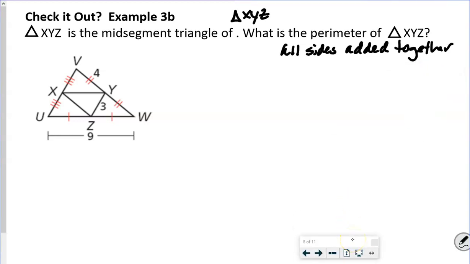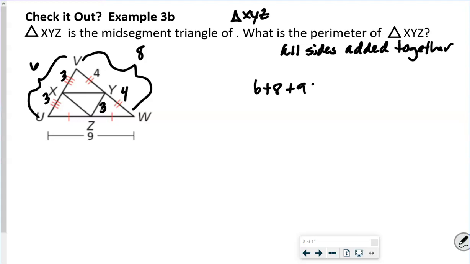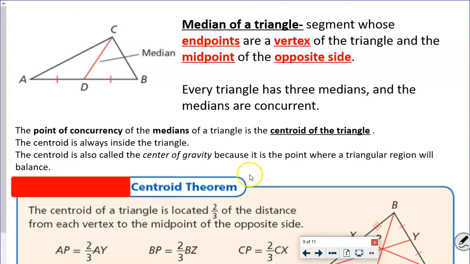Okay. So what we need to do is use what we have. This is 3, so that means this is also 3 and this is 3. So that whole side is what, y'all? 6. If that's 4, then that's 4. Then what's this whole side? 8, right? And then we got 9. So aren't we just going to add 6 plus 8 plus 9 for the perimeter? That's 14 plus 9, which is 23. Yep.